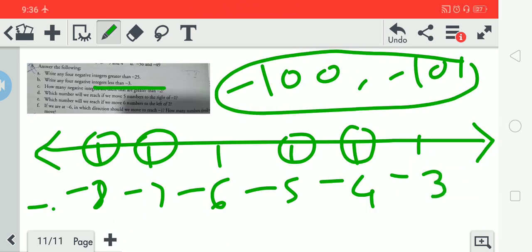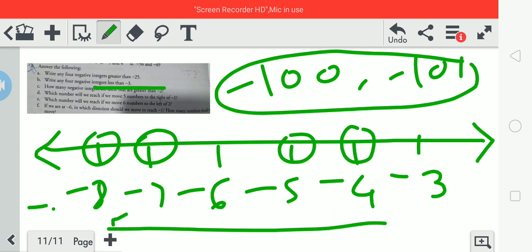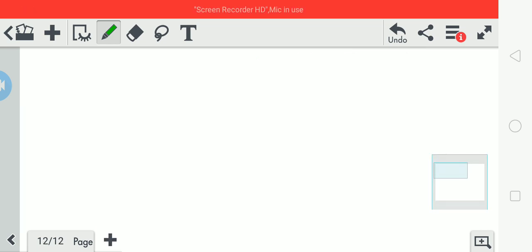Here we have to find 4 negative integers less than minus 3, and we already know that the numbers at the left side are the smaller ones. So at the left side of minus 3 I get these numbers and onwards also, so we can select any 4 numbers. So we have taken here minus 4, minus 5, minus 7 and minus 8. You can take other numbers also.